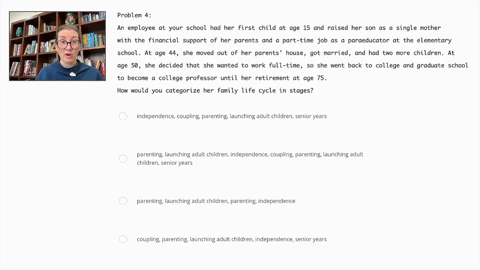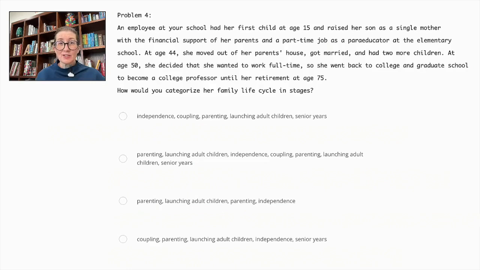How would you categorize her family life cycle in stages? Independence, coupling, parenting, launching adult children, senior years. Parenting, launching adult children, independence, coupling, parenting, launching adult children, senior years. Parenting, launching adult children, parenting, independence, or coupling, parenting, launching adult children, independence, senior years.